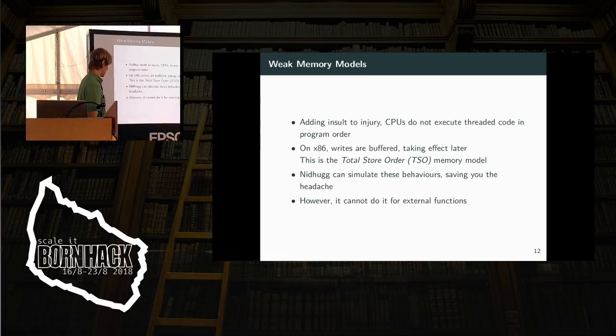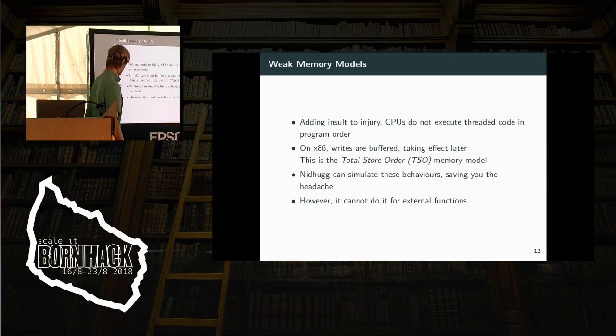So the memory model in which this is the only kind of strange behavior you can see is called the total store order model, and Nidhugg can test programs under this model with the same kind of guarantees that you get without that. So if the CPU is allowed to do these kinds of strange things, Nidhugg will find it and tell you that your program will fail under these conditions.